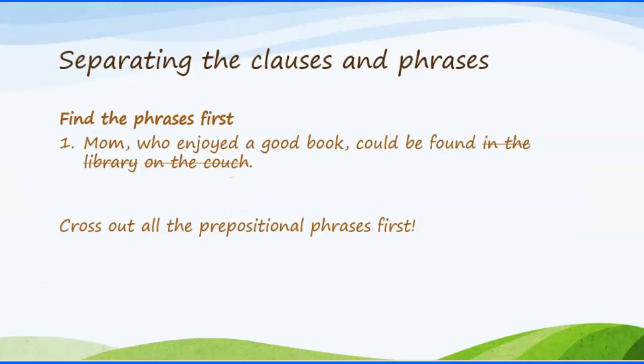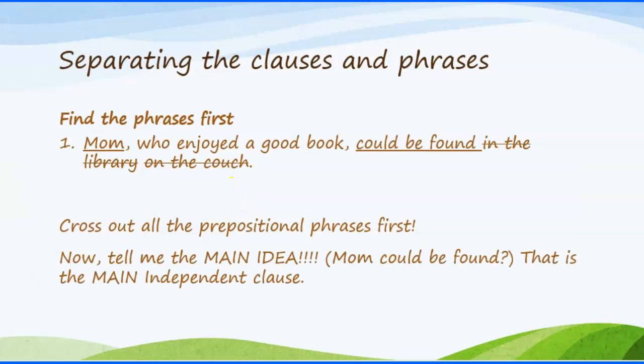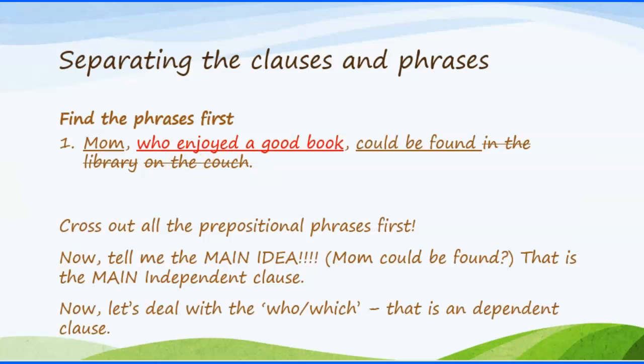I'm going to keep looking at this, and I want to find my main idea, and then I know I have a who, which clause. So my main idea is that Mom could be found. She could be found in the library on the couch. But the main idea is Mom could be found. So first we crossed out the prepositional phrases. Next we find the main idea, and that is the main independent clause that will be on the top line when you diagram. And then next we have to deal with that who, which, because we know that who, which clauses are dependent and they sneak in quite a bit.